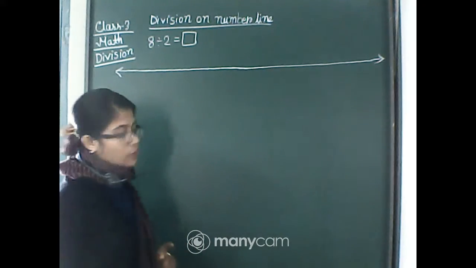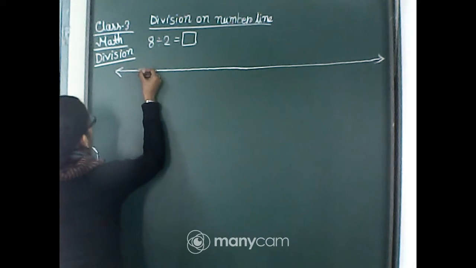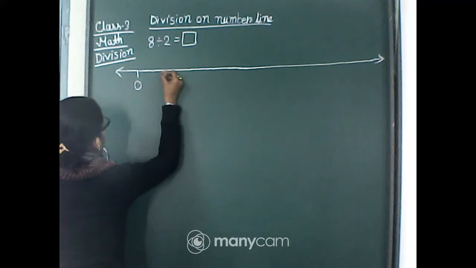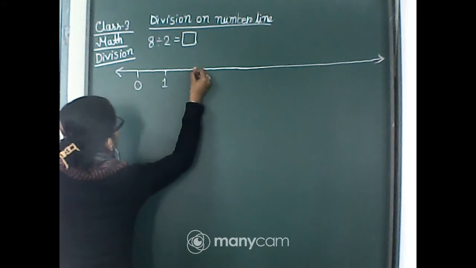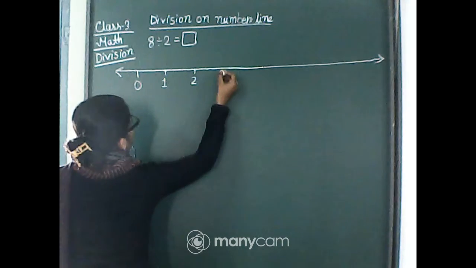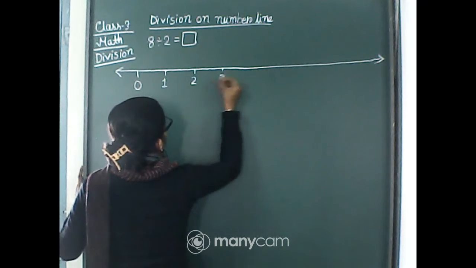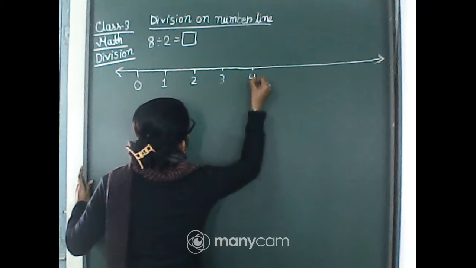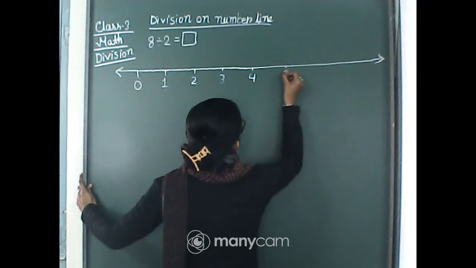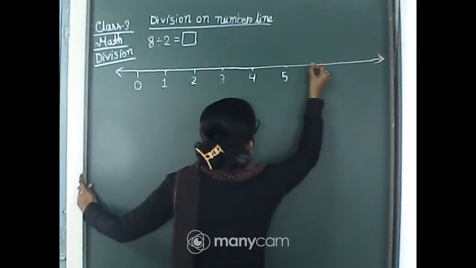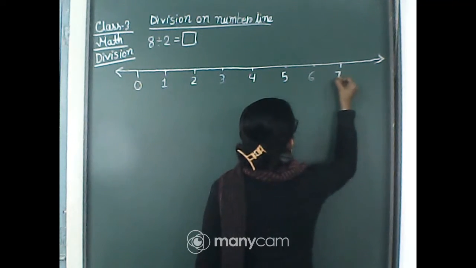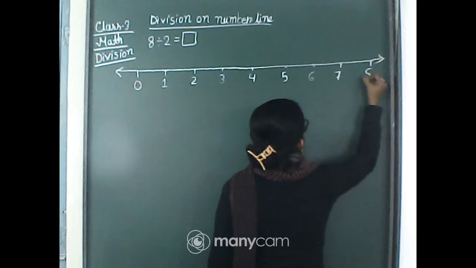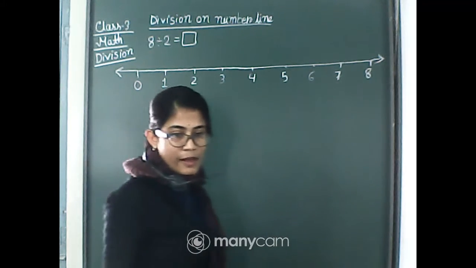That many lines we have to draw. First of all, if I say this is 0, then at 1 equal distance, 2, 3, 4, 5, 6, 7, 8. Up to this much.